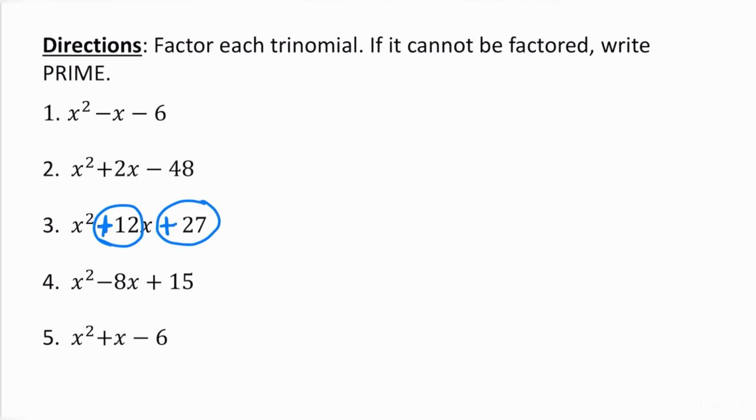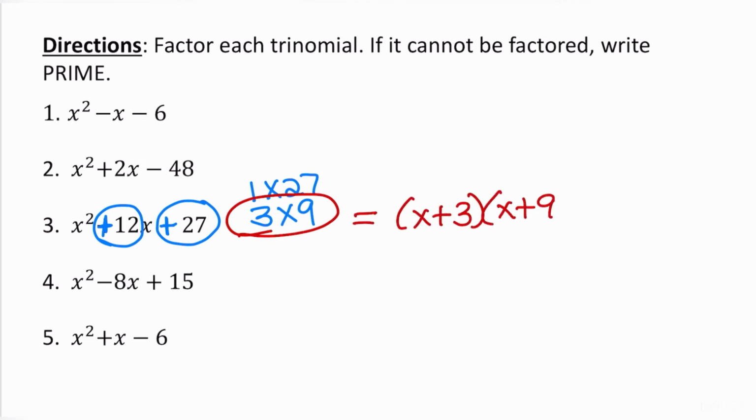So let's go ahead and list what multiplies to give me 27. 1 times 27. It is not divisible by 2 because 27 is not an even number. 3 times 9. It's not divisible by 4 or 5 or 6 or 7 or 8. So that's it. I found every possible combination. Remember, we're looking to see what's going to add to give me 12. So in this case, it has to be the 3 and the 9. So this answer is going to be x plus 3 times x plus 9.